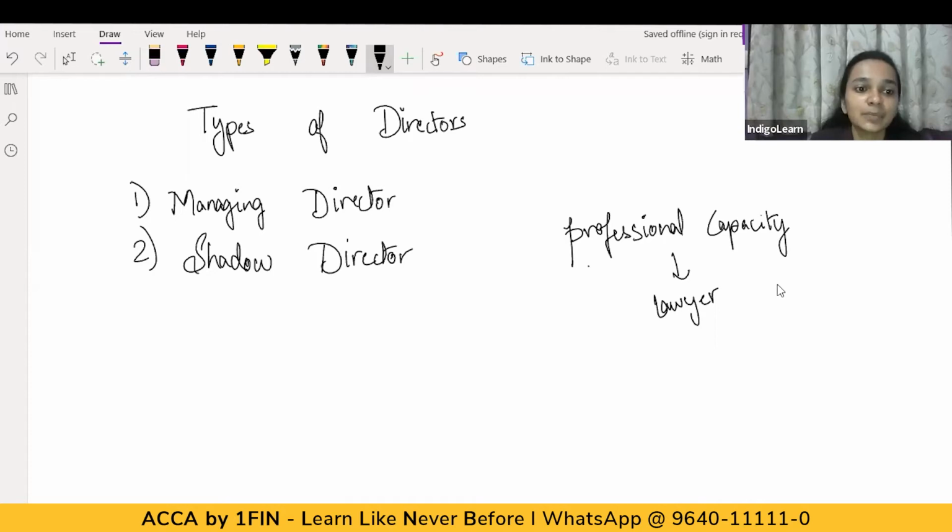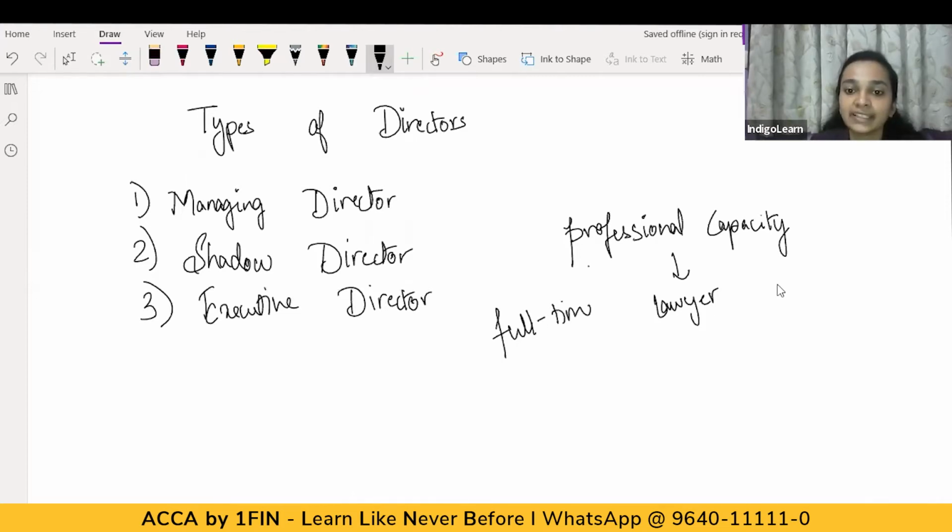The next type is an executive director. An executive director is basically a full-time employee of the company. He comes to the company every day, performs day-to-day activities, and he's well aware of what is happening in the company and what is not happening in the company.